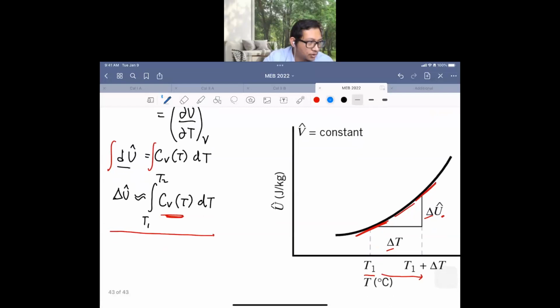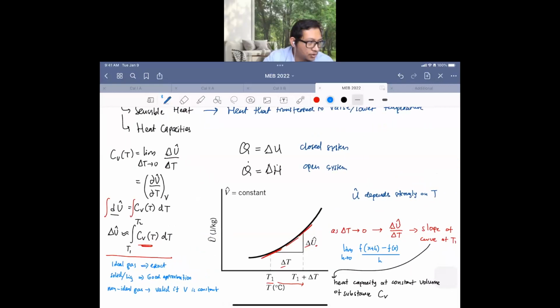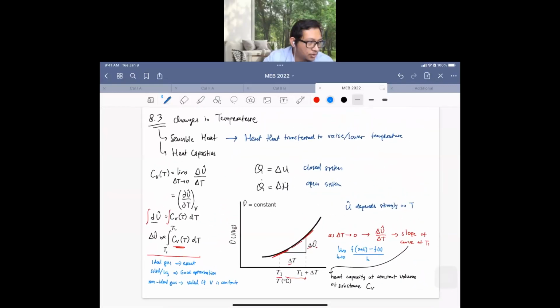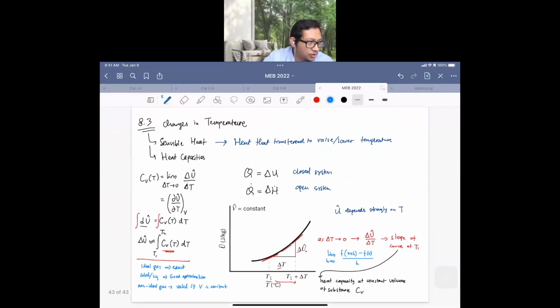If we take an ideal gas, this will be an exact solution. For solid or liquid, it is a good approximation, not really the same, but a good approximation. And for non-ideal gas, this is valid if the volume is constant. Okay, we now have two different cases: change in pressure, and this one, change in temperature.